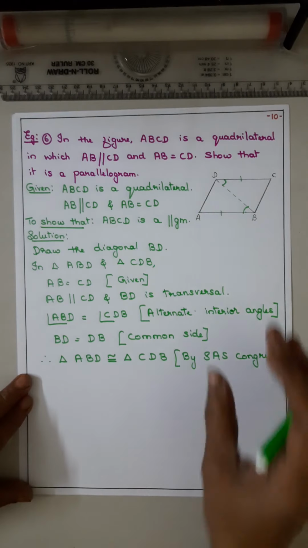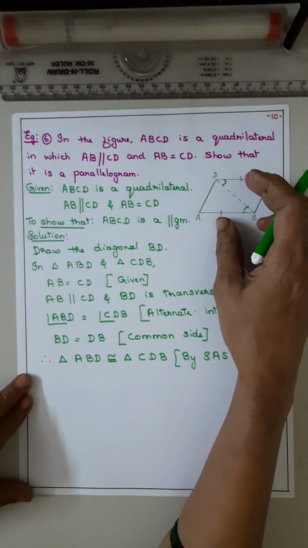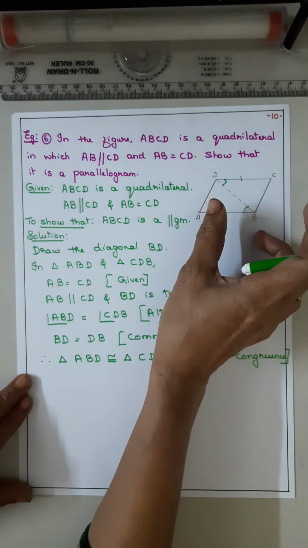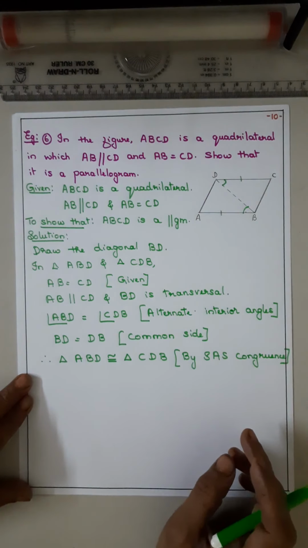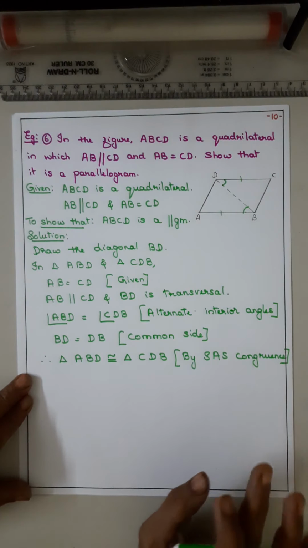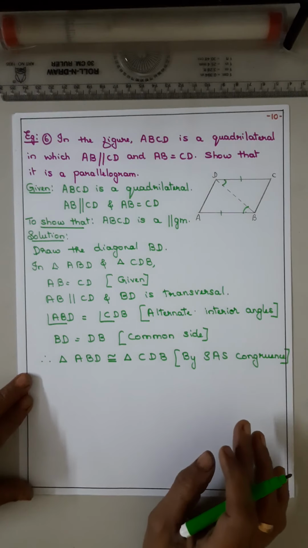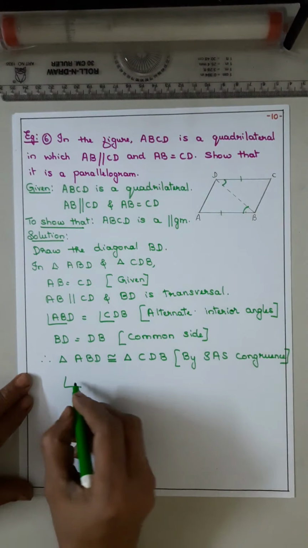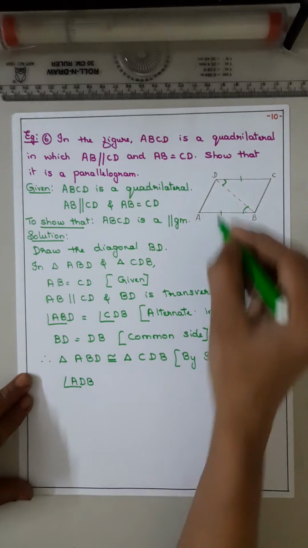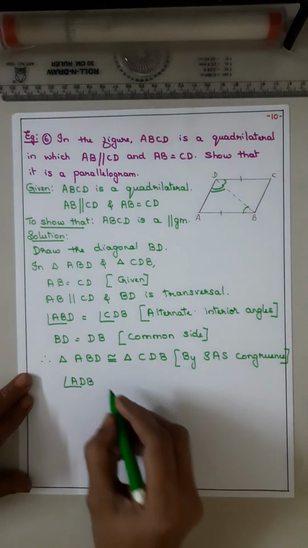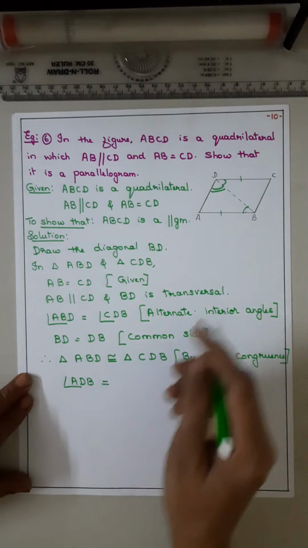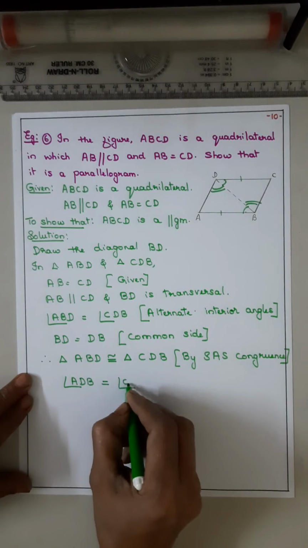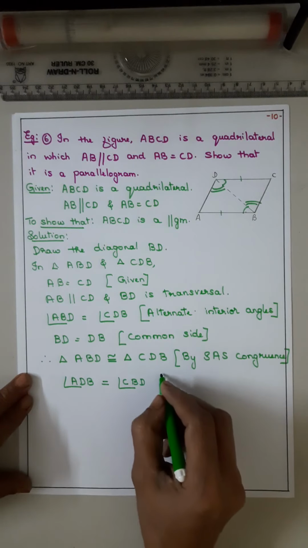Now it is up. This already they have told. Now we have to show that these two sides are parallel. In a parallelogram, both the opposite pairs of sides are parallel, isn't it? So we will write angle ADB is equal to angle CBD. By what? You remember?